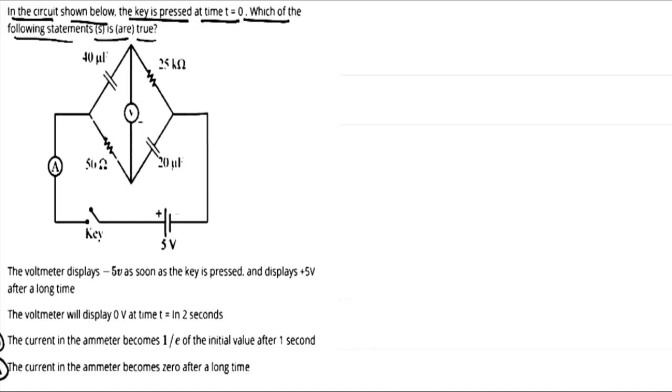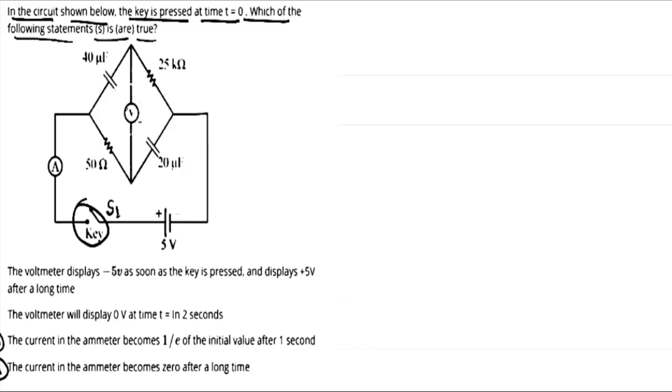Okay, and this is a circuit in which the key is present on this side. This is a key and we call it a switch. Okay, and this is a voltage source and this is an ammeter and this is a Wheatstone bridge like configuration, and this is a voltmeter and capacitance and resistance.